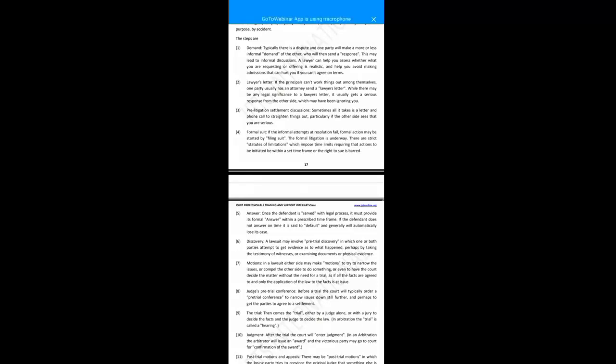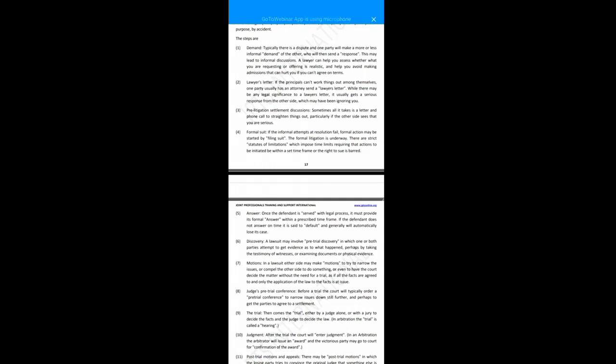Let's look at the next one, which is motion. In a lawsuit, either side may make a motion to try to narrow the issues or compel the other side to do something, or even to have the court decide the matter without the need for a trial, as if all the facts are agreed to and only the application of the law to the facts is at issue. And that's the motion.